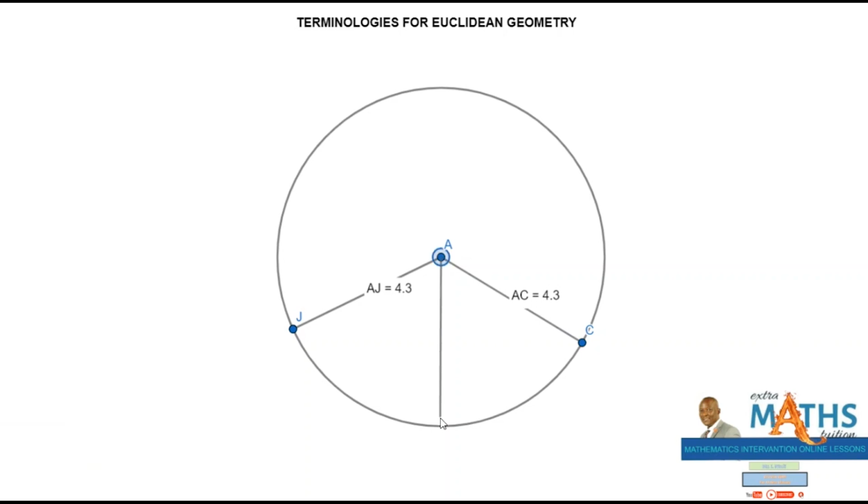Now, there's a line from the center to the circumference, and then let us measure this line again. Okay, this is my line. It's also 4.3. It means now we can make a conclusion that all these lines are equal, and we call them a radius. It means this is our radius. Okay.